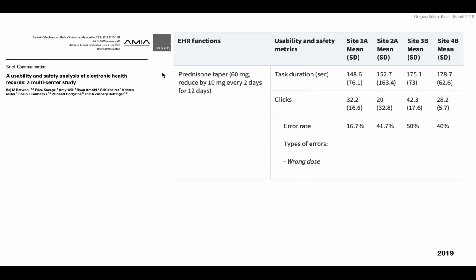When they had participants enter this order, prednisone taper, 60 milligrams reduced by 10 milligrams every 2 days for 12 days, it took 3 minutes to enter into the system, somewhere between 20 and 40 clicks, and resulted in an error 17 to 50% of the time, of which the error was the wrong dose.